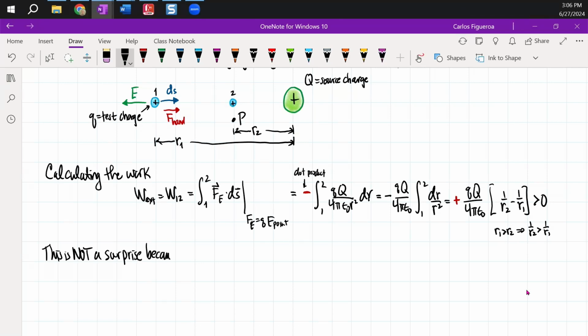Because the work of the non-electrical force does positive work. So it's adding energy to the system.